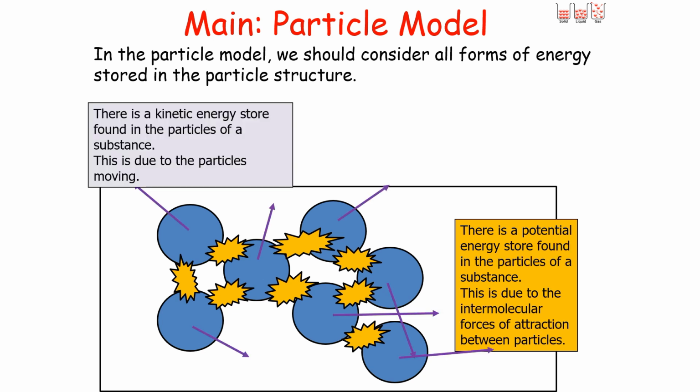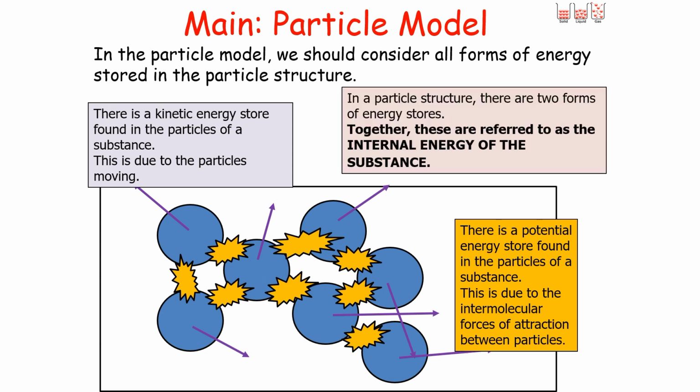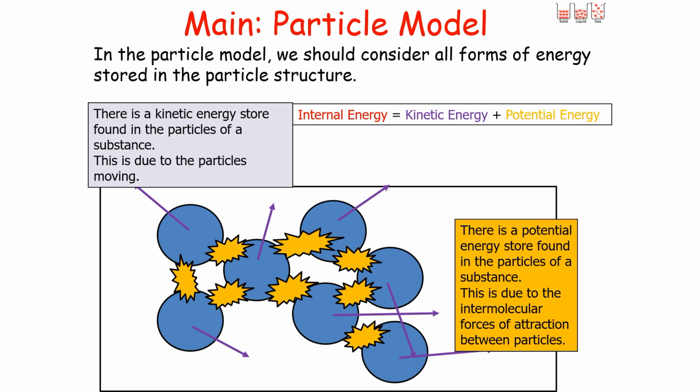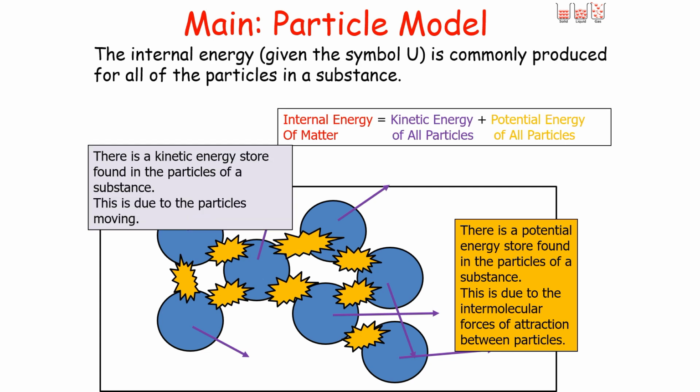There's also a kinetic energy store found in the particles of a substance due to the particles moving. Now together, these two energy stores are referred to as the internal energy of the substance. So internal energy is equal to the kinetic energy plus the potential energy. But to calculate the internal energy of the substance, we've got to consider the kinetic energy of all the particles and the potential energy of all the particles.